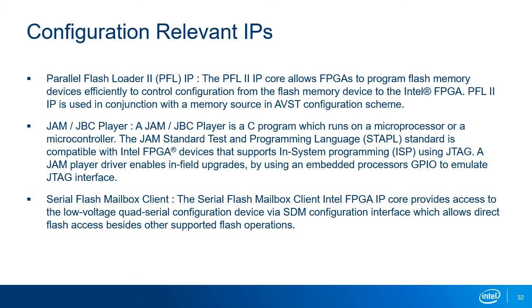A JAM player is a C program which runs on a microprocessor or a microcontroller. The JAM player files include configuration data and JTAG commands which are used to emulate appropriate JTAG signals via the processor's GPIO and thus configure the Intel FPGAs. Agilex devices utilize an SDM-based mailbox client interface to communicate with an external QSPI flash configuration device. This client interface acts as a bridge linking the FPGA fabric with the external sources via the SDM.